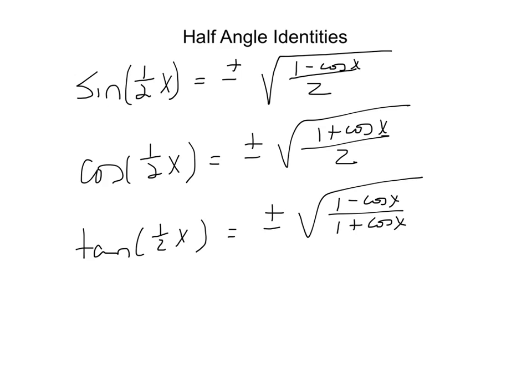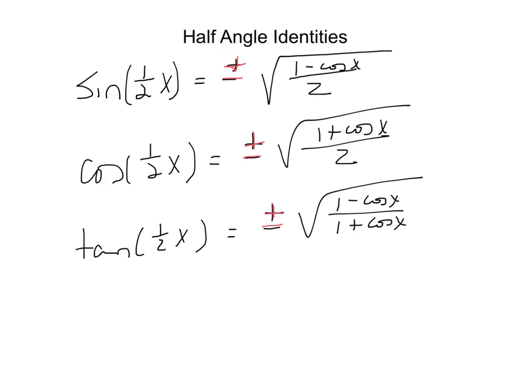I want you to notice in particular the plus or minus here. That's the unique piece to this identity. All of the other identities, the sign for the ratio is built into the formula because it is based on the unit circle and reference angles. With the half-angle identities, that is not true.